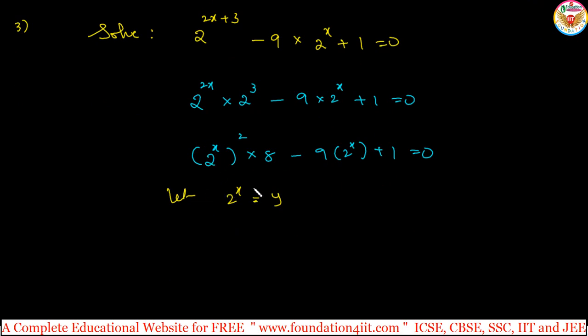In the place of 2 power x you can take y. Then 8y square, okay, y square into 8. 8y square minus 9y plus 1 is equal to 0. This you have to factorize now. So factorization is started now.